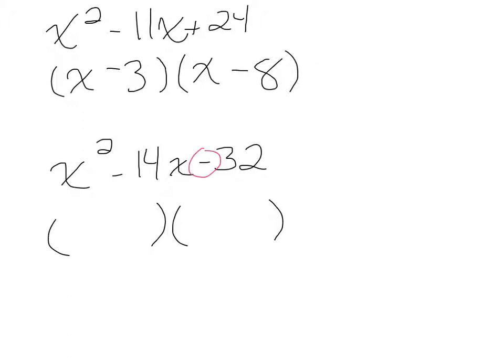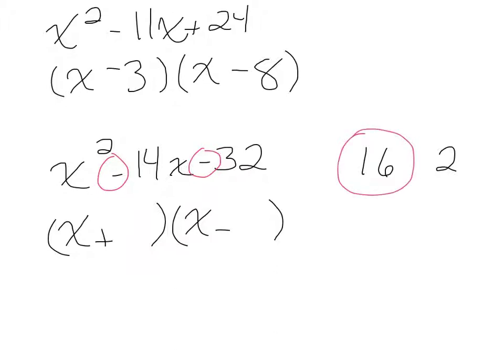Since this is a minus sign, I know that I need one of these to be positive and one to be negative. So x and x, and this time I need factors of 32 that have a difference of 14. So 16 times 2 gives me 32, and those have a difference of 14. Now since this 14 is negative, I need the bigger number to go with the minus sign, so it's going to be x minus 16 and x plus 2.